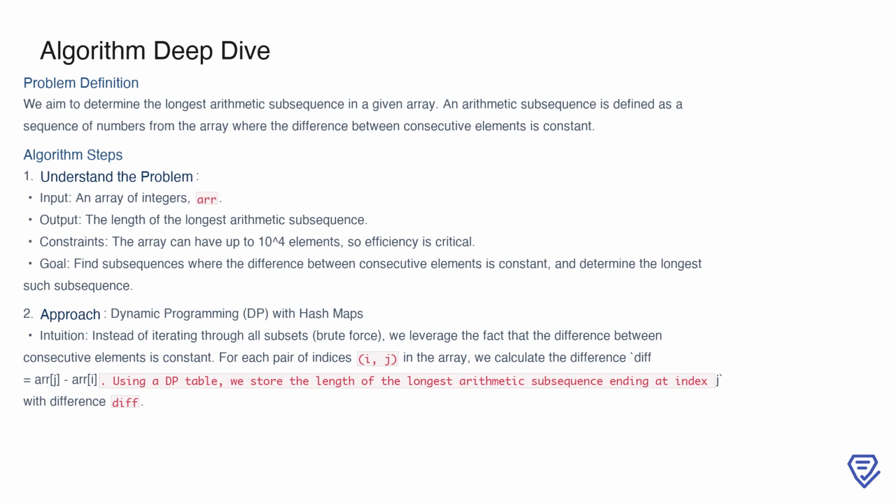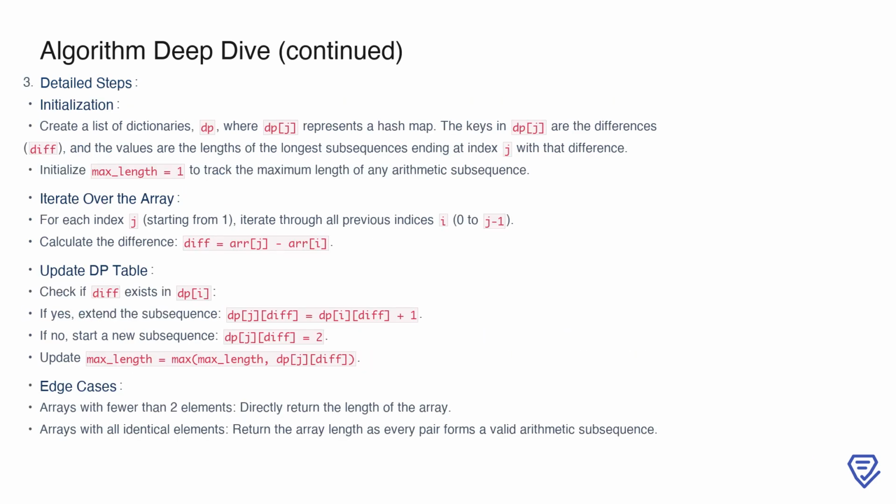To implement this, we first initialize a dynamic programming table, represented as a list of dictionaries called dp. Each dictionary at index j will track the lengths of subsequences ending at that index for various arithmetic differences. For example, if a subsequence ending at index j has a difference of 3, the dictionary will store the length of that subsequence under the key 3. We also initialize a variable max_length to 1, which will keep track of the longest subsequence length encountered so far.